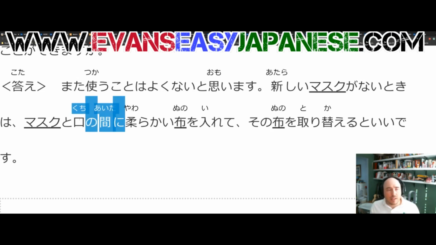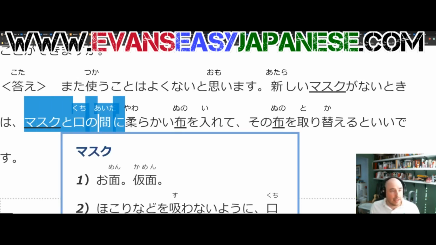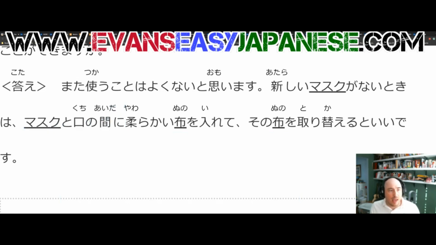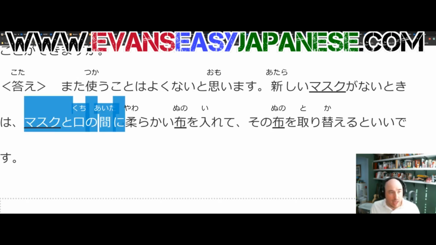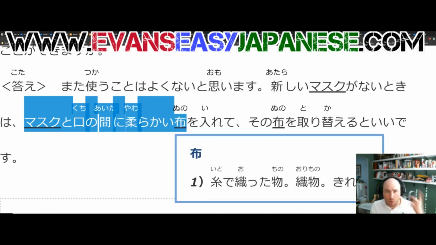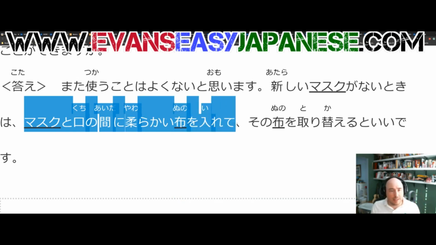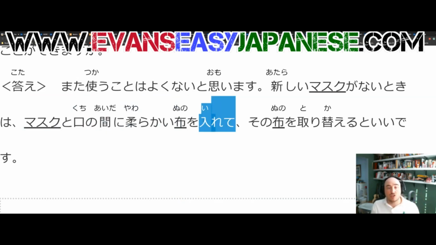Aida, in between. Mask to kuchi no aida ni. Because it's a noun, and kuchi and mask are nouns, we use the no particle. So be aware of that, because aida is a noun in Japanese. Mask to kuchi no aida ni, in between your mask and your mouth, yawarakai nuno, soft woven cloth or fabric, o irete. So this is the transitive, to put in. This is the transitive pair of hairu, which we saw in a few videos ago.